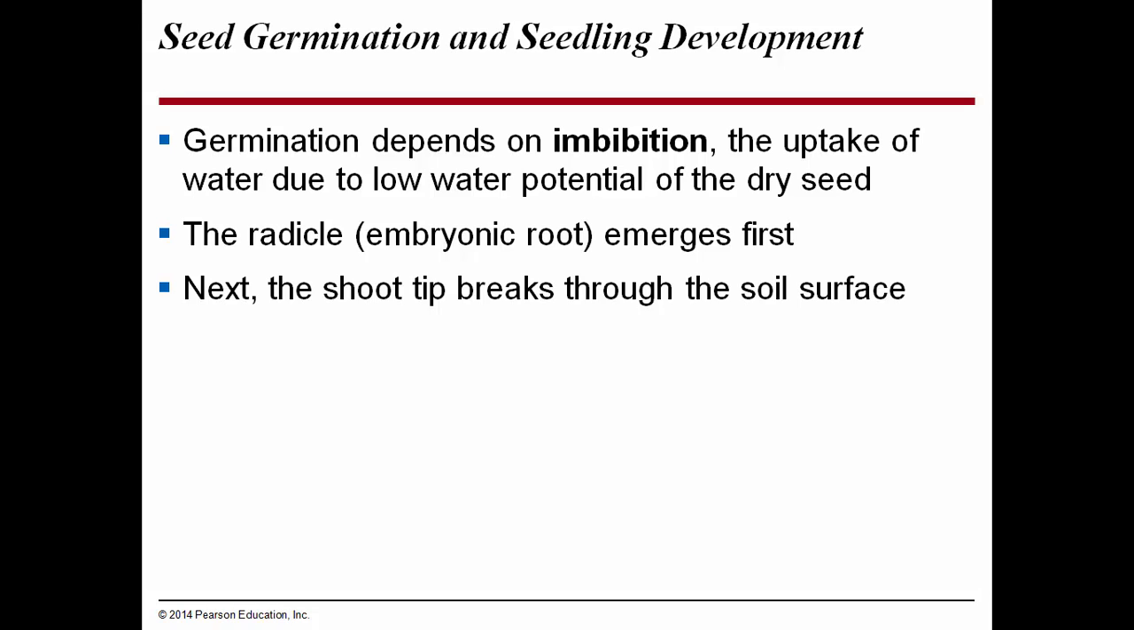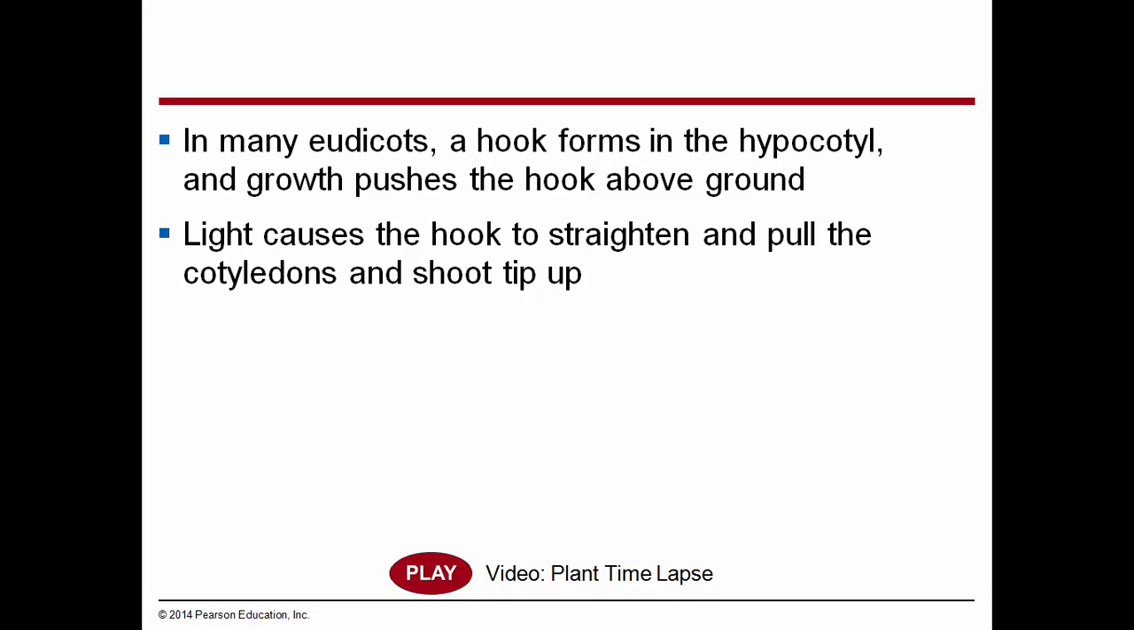Germination depends on imbibition, the uptake of water due to the low water potential of the dry seed. The radicle, the embryonic root, is what emerges first. Next, the shoot tip breaks through the soil surface. In many eudicots, a hook forms in the hypocotyl, and this growth pushes the hook above the ground. Light causes the hook to straighten up and pull the cotyledons and shoot tip up.